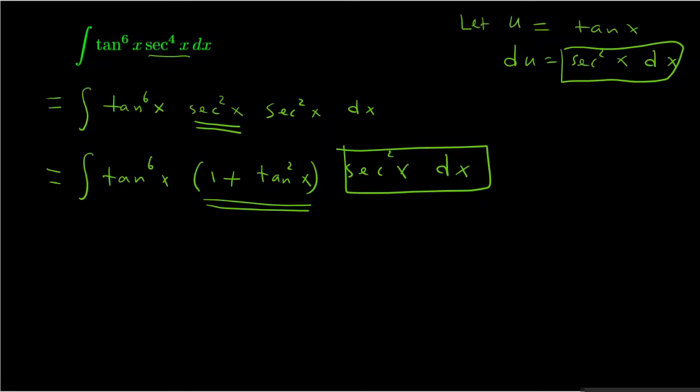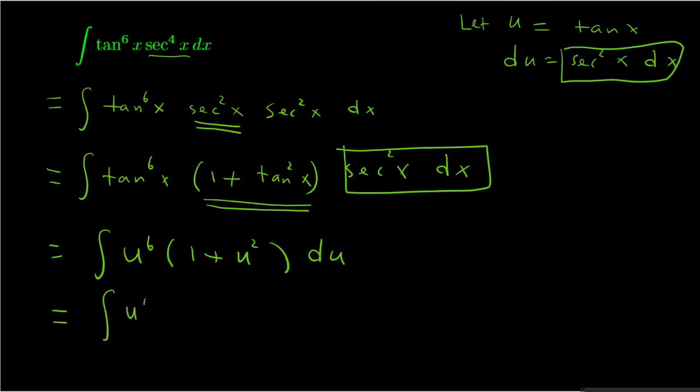Now we are ready to be in the u world, to convert everything in terms of u. Wherever you see tan, you replace tan with u. So you have u to the power of 6, and then 1 plus u squared, and then secant of x, the whole thing squared, is written as du. You see we have converted to the integral of a very simple function, essentially a polynomial. After one more step, we multiply them out. The integrand is essentially a polynomial of u.